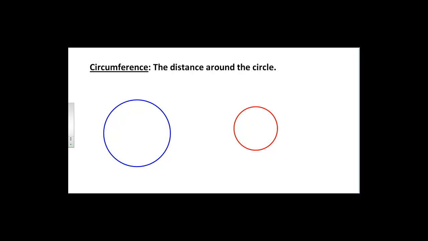There are two versions of the formula for circumference. The first is using a radius of a circle. If I was ever given a radius of a circle, I would use the formula circumference is equal to 2 times pi times radius. If I'm ever given a diameter on a circle, and again, remember diameter is the distance all the way across, I'm going to use the formula circumference is equal to pi times diameter.